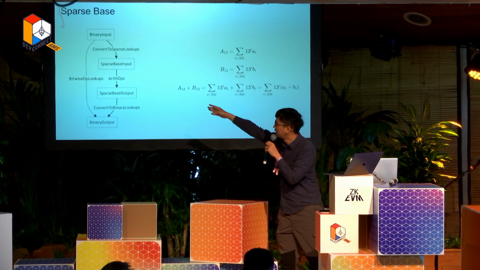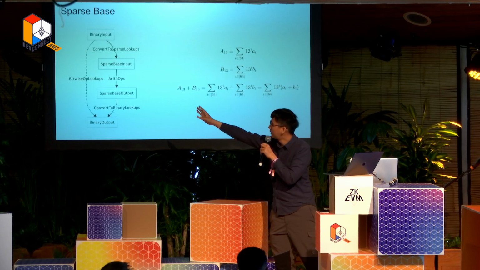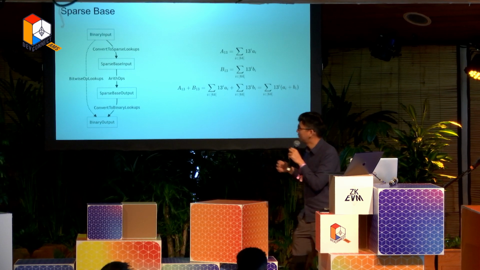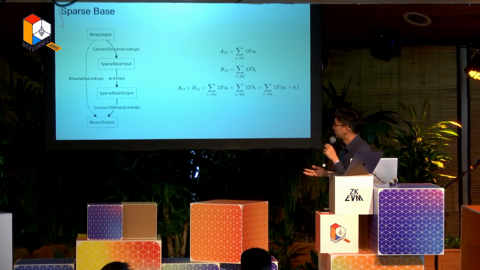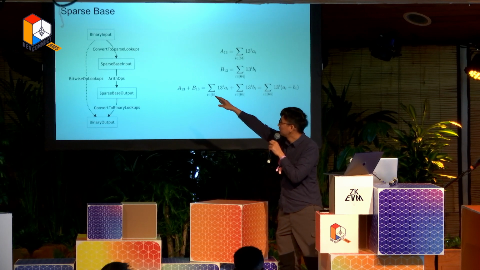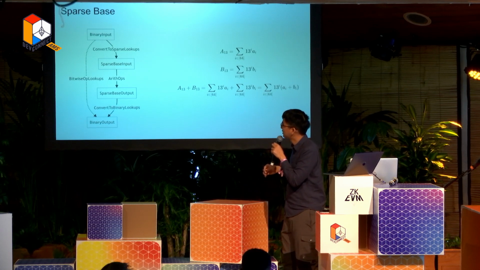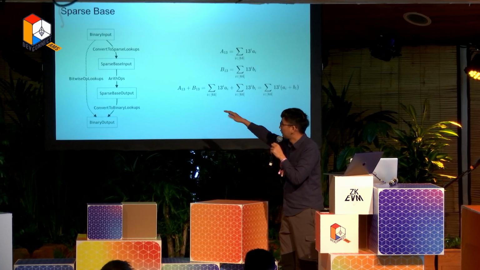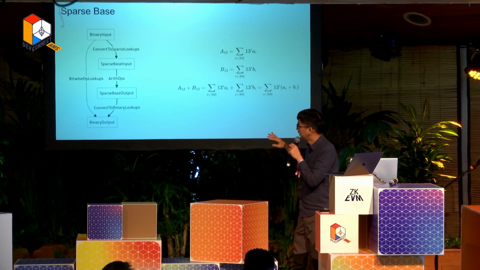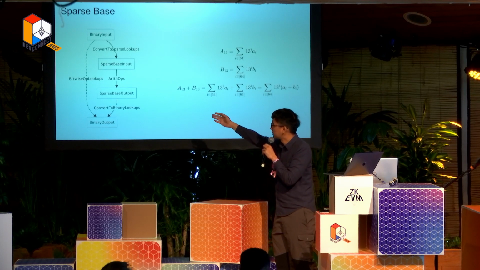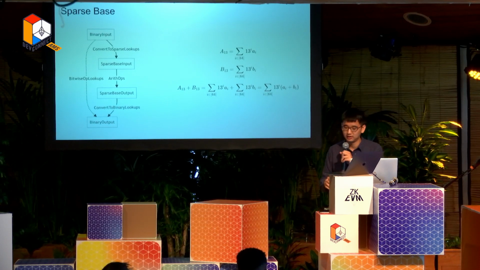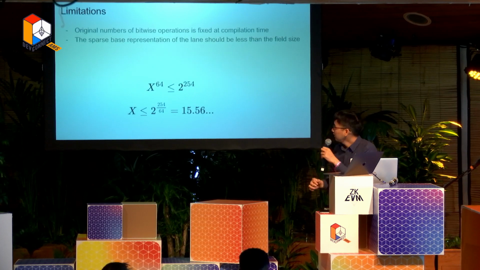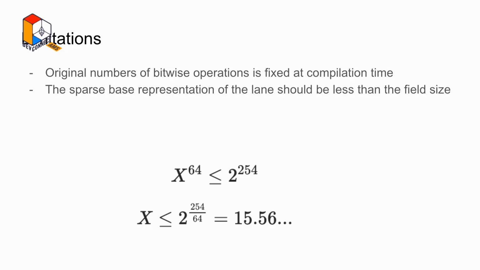So the flow would look like this. The left dotted arrow is the bitwise operation lookup, which is inefficient. So instead, we convert the binary input into the sparse space, and then we have the sparse space input, and then we do cheap arithmetic operations on the sparse space, and then we get the output. Then we convert the sparse space output into the binary output. So that's a general rule of thumb. But there are some limitations.